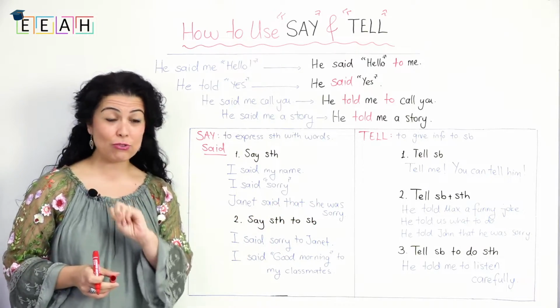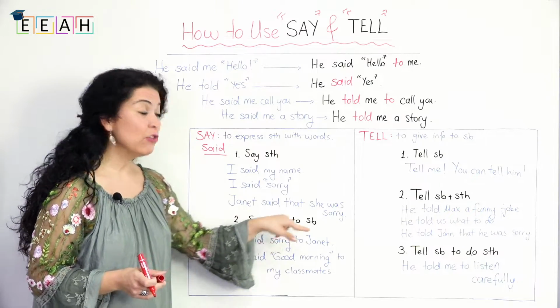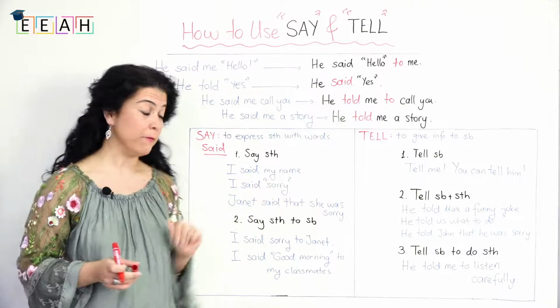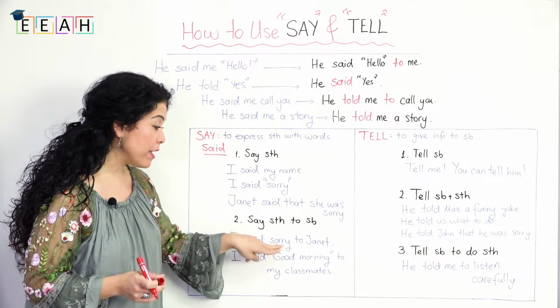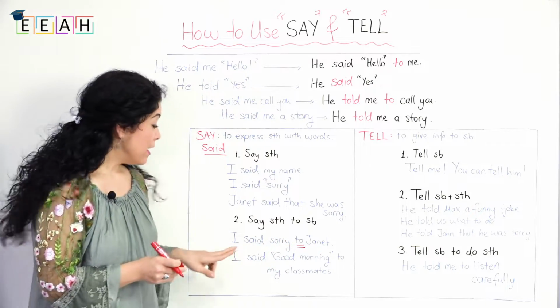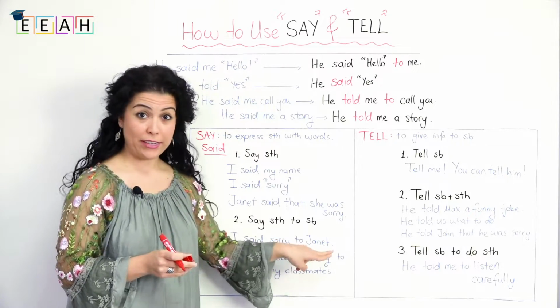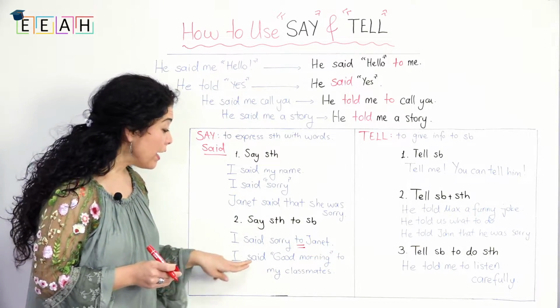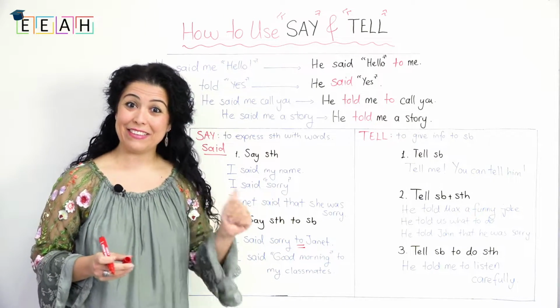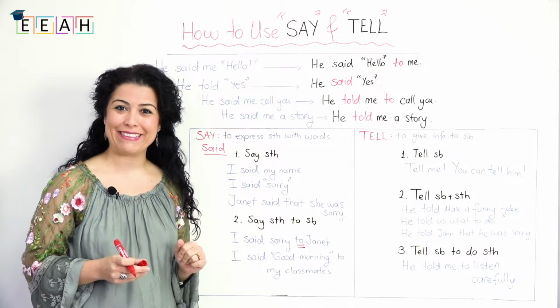The second use, say something to somebody. You say something to someone, to somebody. I said sorry to Janet. So don't forget this. I said sorry to Janet. And the next one, I said good morning to my classmates.